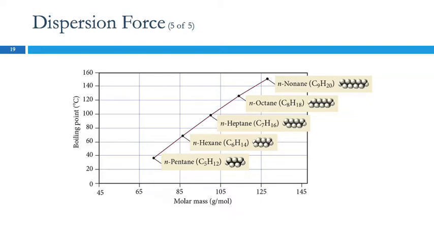Here we're looking at straight chain alkanes, looking at the boiling point as a function of the molar mass. And as we increase the size of these, the boiling point goes up. Because here we have nonane. Nonane is longer, it's got more surface area, and its electrons are more easily polarized. And so this one has stronger dispersion forces than pentane does.